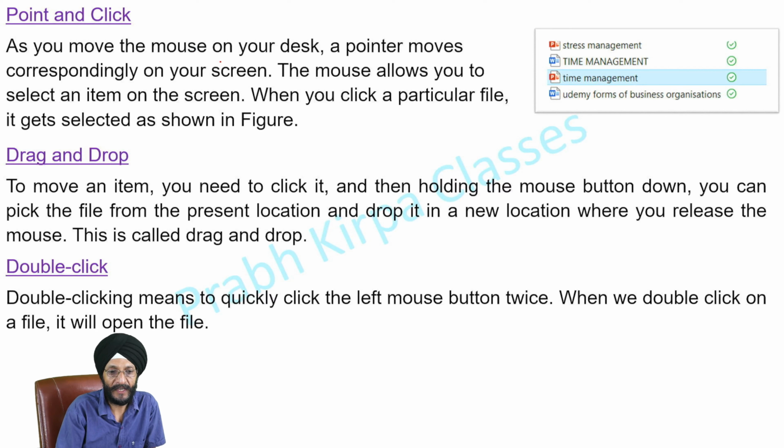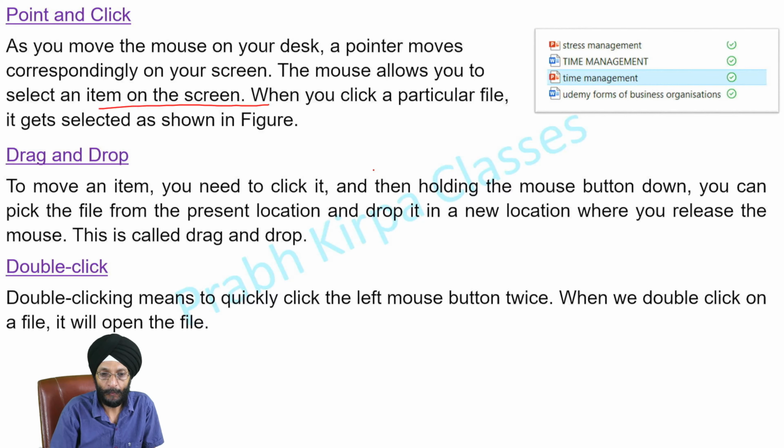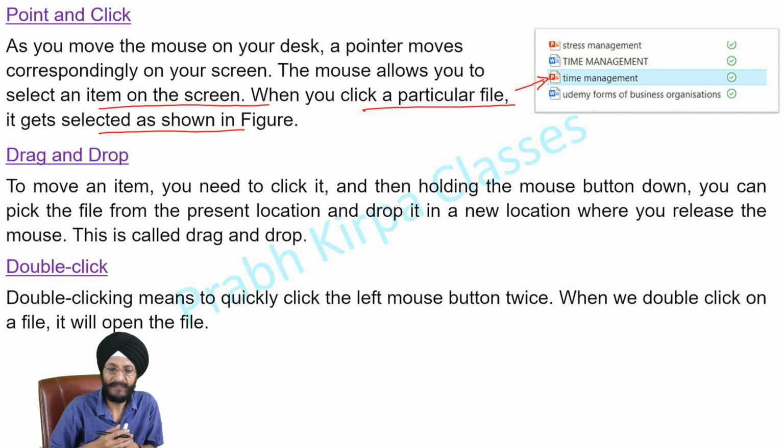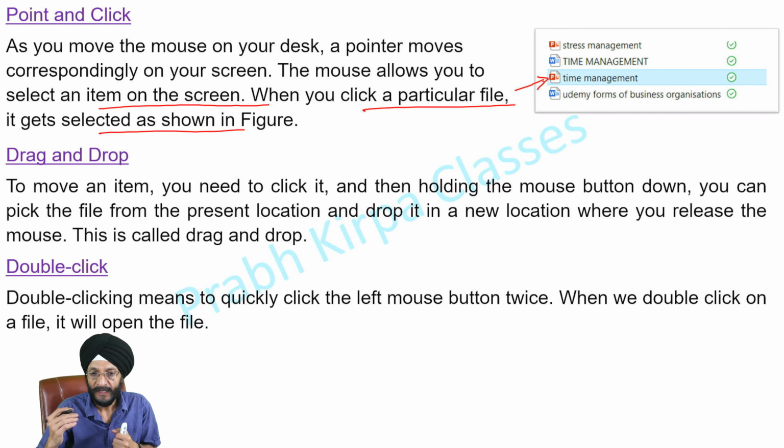Then point and click. As you move the mouse on your desk, a pointer moves correspondingly on the screen. The mouse allows you to select an item on the screen. When you click a particular file, it gets selected, as shown in the figure. Here you can see that we have selected a particular file named time management.